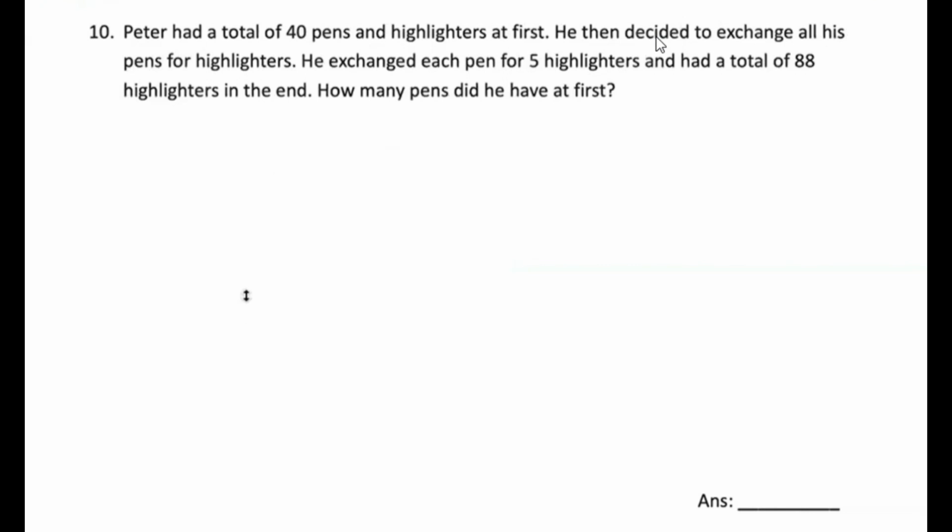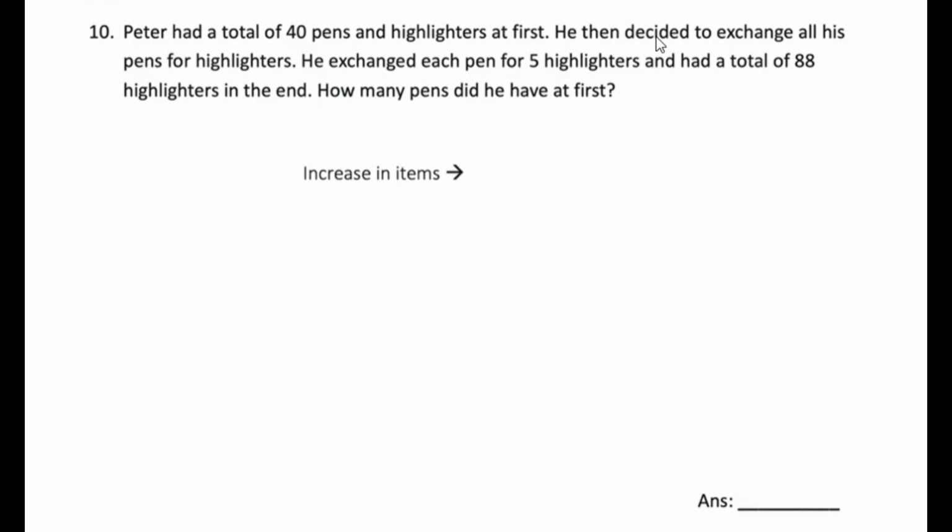Listen carefully. This is a very tricky question. So Peter had a total of 40 pens and highlighters at first. He then decided to exchange all his pens for highlighters. He exchanged each pen for 5 highlighters, so one pen gets 5 highlighters, and had a total of 88 highlighters in the end.